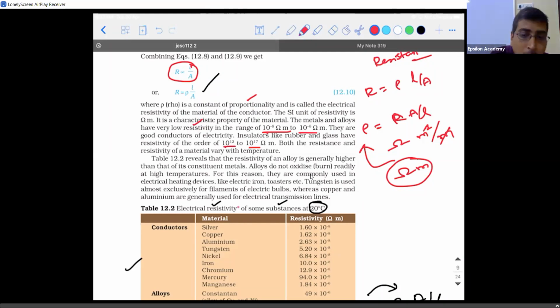Okay. So both resistance and resistivity of a material vary with temperature. They told vary, they didn't say how it will vary. It will increase. Okay. Both resistance and resistivity of which material? Of a conductor. Of a conductor will increase with temperature.